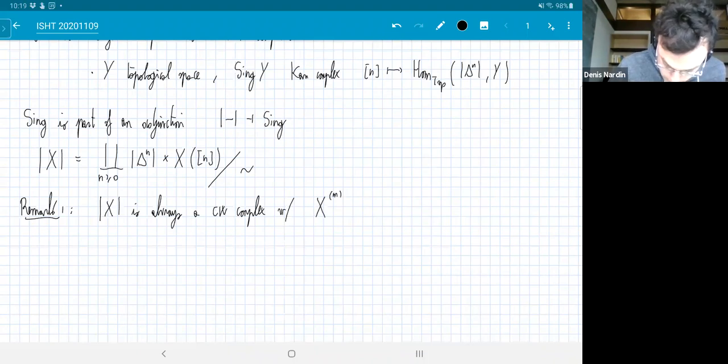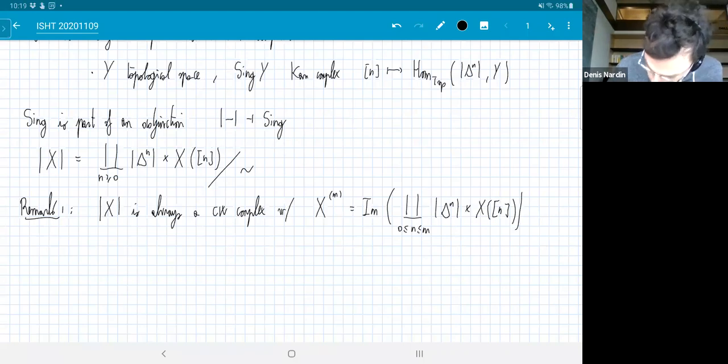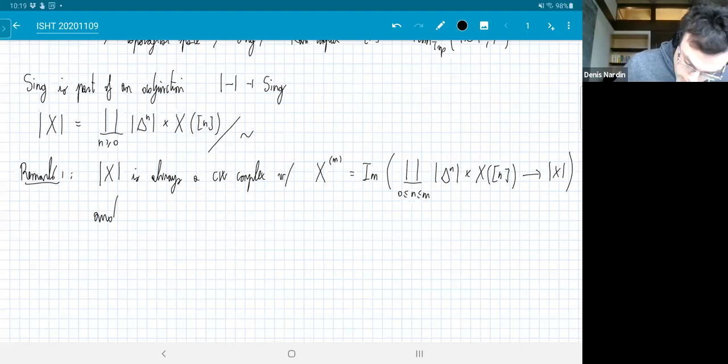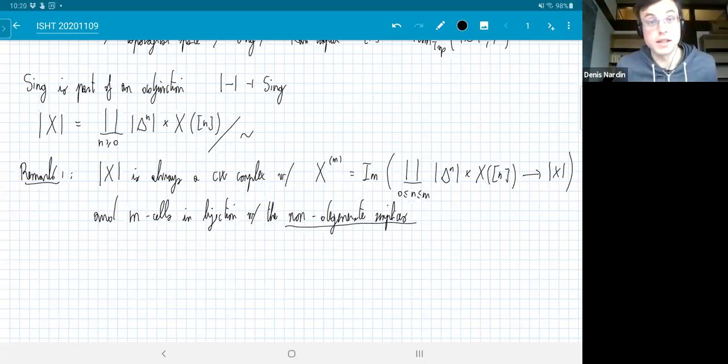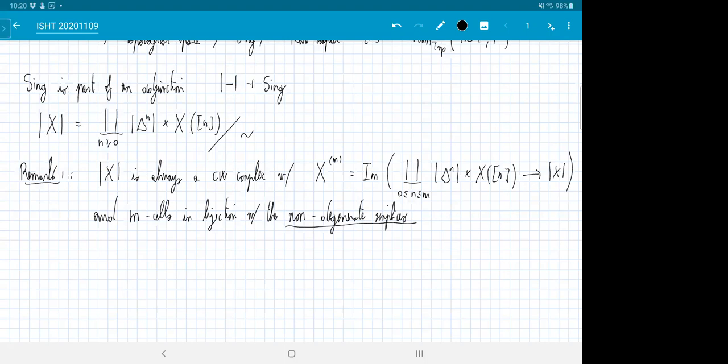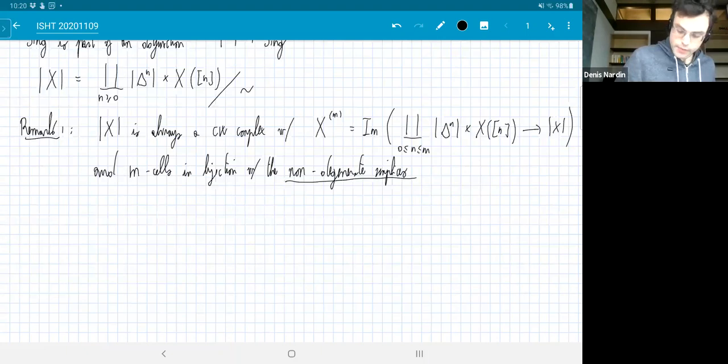With m-skeleton the image of what you obtain by gluing all topological simplices of dimension less or equal than m. Sorry, not surjection, just map. And n-cells in bijection with the non-degenerate simplices. And by non-degenerate simplices here, I mean simplices that are not the image of one of those degeneracy maps that I discussed. Okay, so that's a first remark.